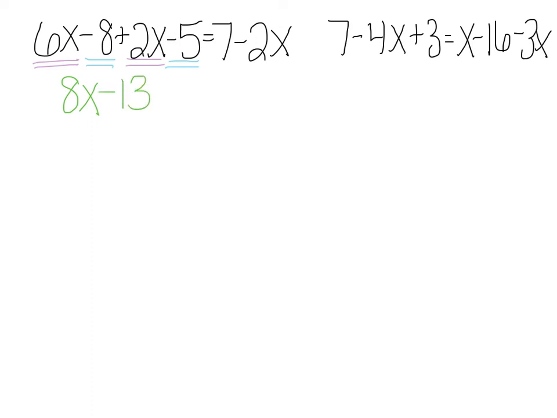So now I've combined all like terms on the left-hand side, and we're going to set it equal to 7 minus 2x. I want you to pause the video and finish this problem. When you're done with the problem, start again.